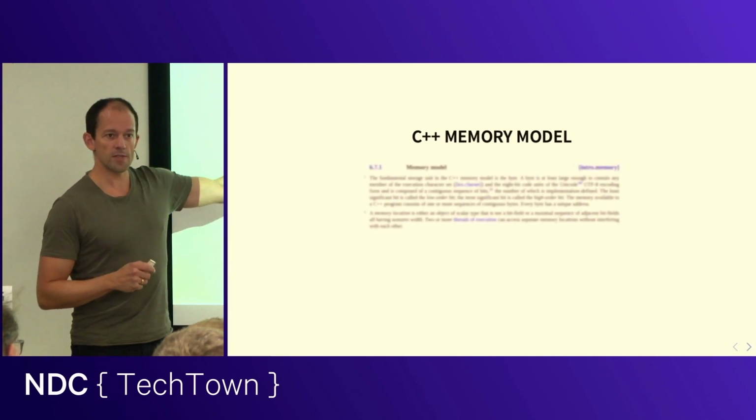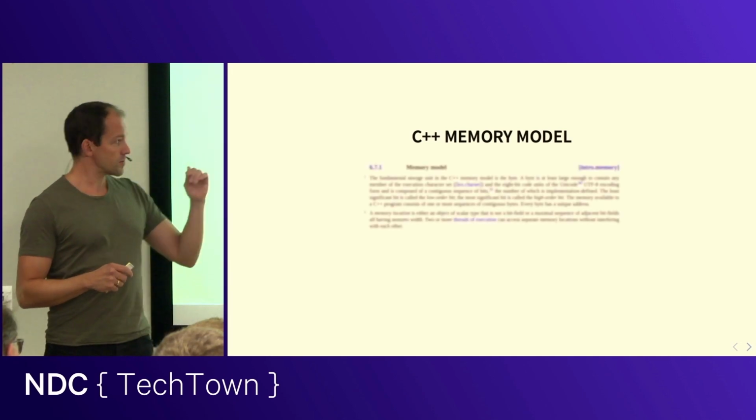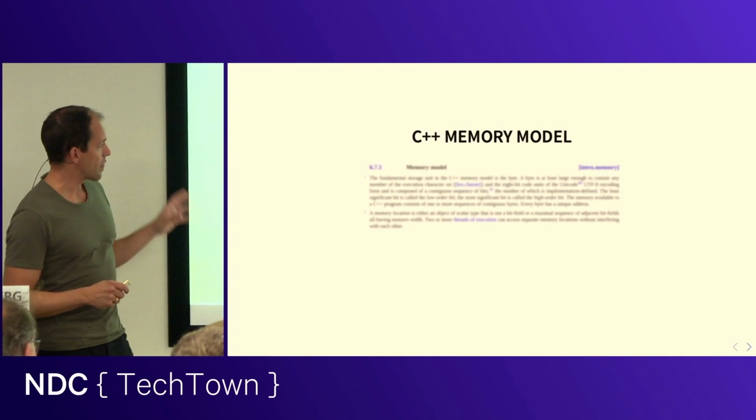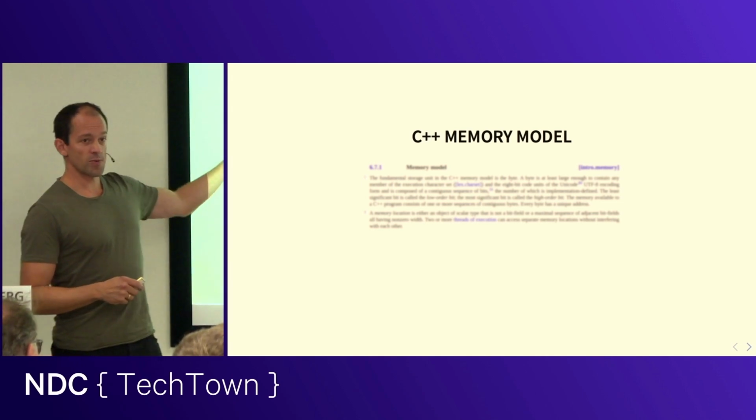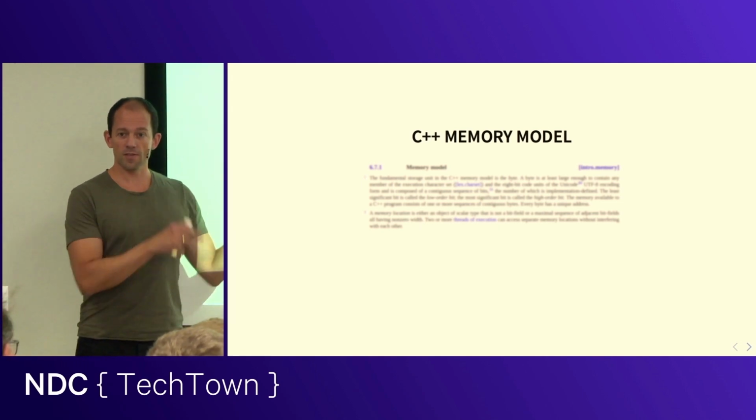That's all of it. That's the entire memory model section in the standard. So I blurred it out so you don't start reading it. The point is that this is way too little information, right? That's not the full story.